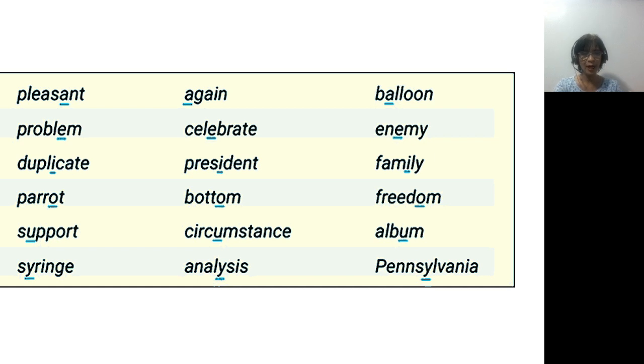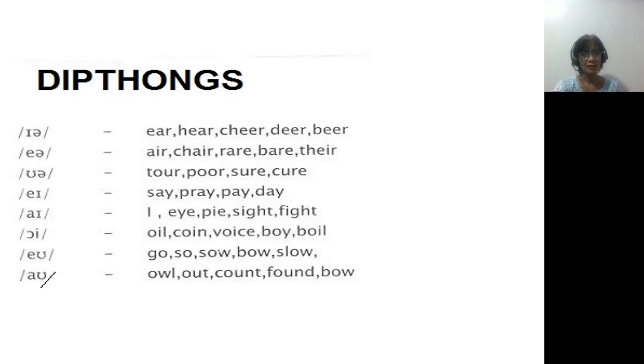And the Y sound. You might be wondering why? Because when the Y is joined in as part of a word, it could be pronounced or sounded like an i sound or e sound. For example, syringe, analysis, Pennsylvania. Okay, so these are some of the examples. On your own, you can do this and sound the words properly.